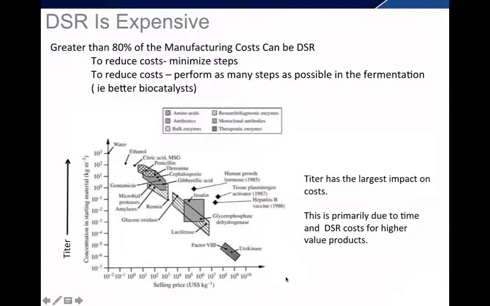And this impact of titer versus selling price is really a function of the fact that at the end of the day you have to get a concentrated product out. So there's more downstream recovery required if you start with a very dilute stream and you have to purify and concentrate it. Partly because you're concentrating, but also partly because if it's a dilute stream, there's more byproducts in relationship to your product, right? The higher the titer is, the more product to byproducts there are. This cost difference is primarily due to the large downstream recovery costs for higher value products.